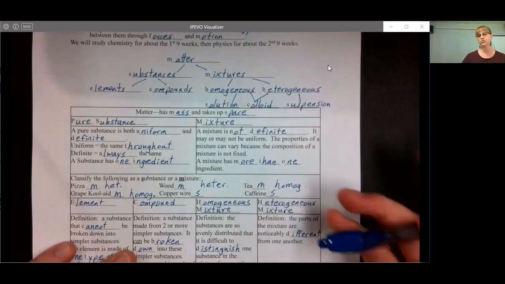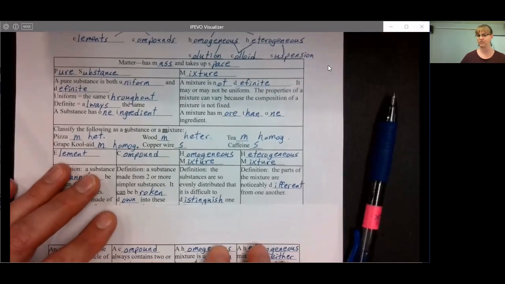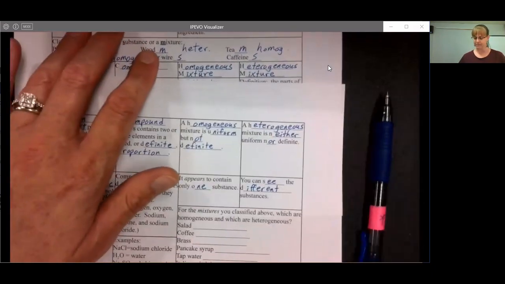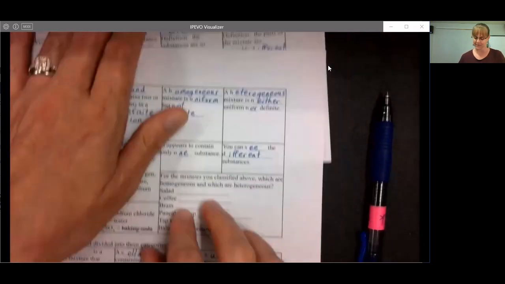By the way, to remember the difference between homogeneous and heterogeneous, and I think you're mature enough to handle this memory trick. A homogeneous mixture looks the same, just like a homosexual couple dates the same sex. Then a heterogeneous mixture looks different, you can see the different parts, and a heterosexual couple dates the different sex than they are. And so that will help you, now you'll never forget how to tell which one is homogeneous and which one is heterogeneous.